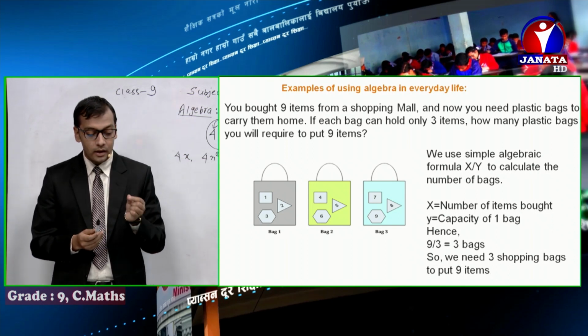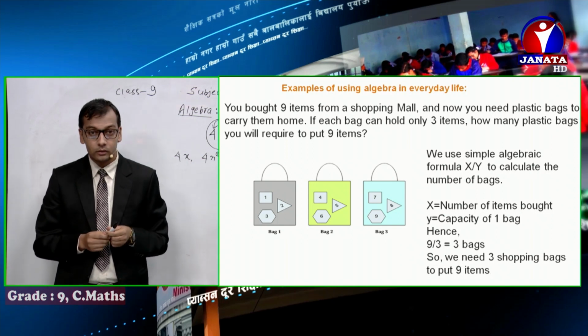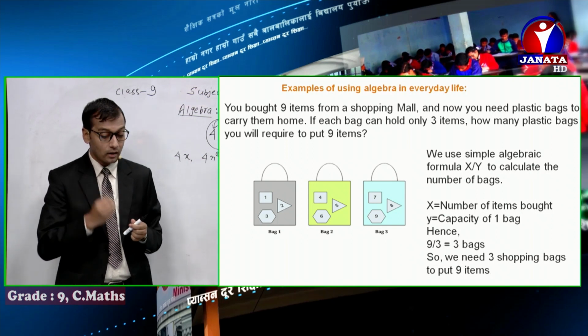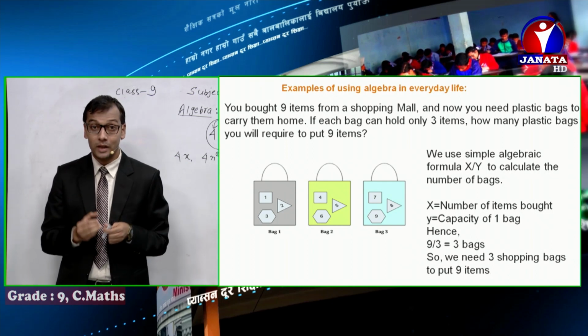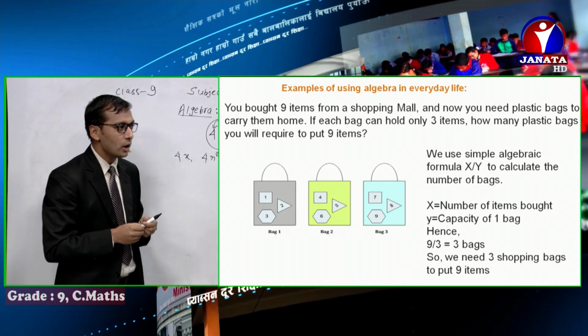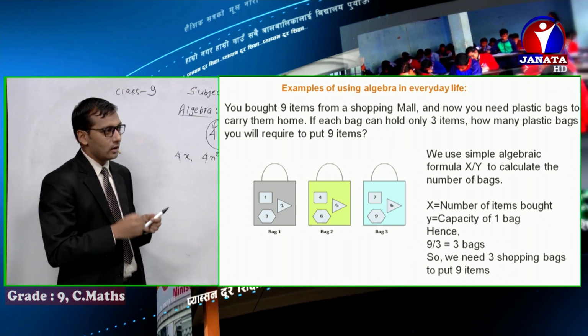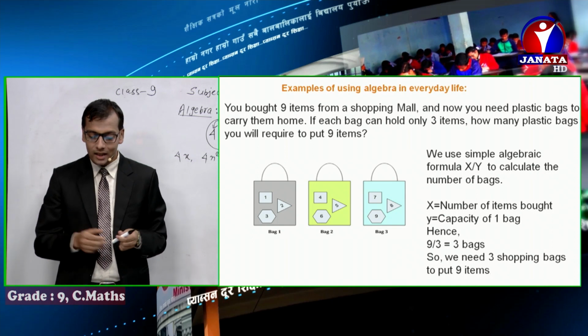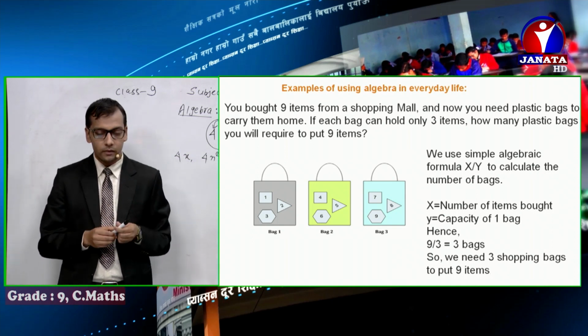So here is the question. A total of 9 items are bought and each bag can carry only 3 items. So how many bags are required to carry them? It's simple. We can use a simple concept like x divided by y. So what is x? The number of items bought. And what is y? The capacity of one bag.